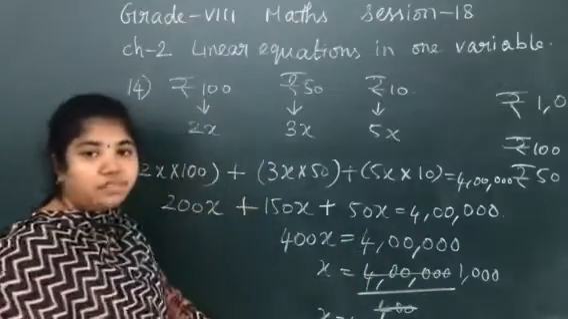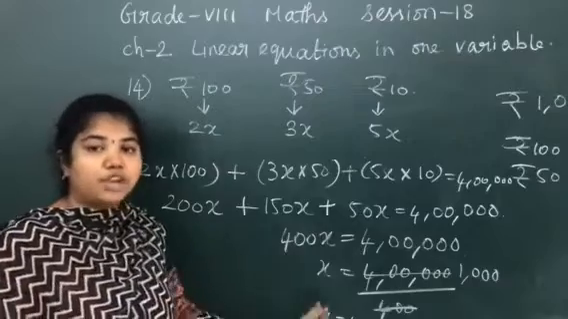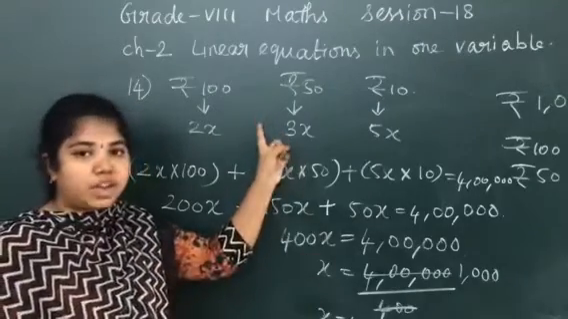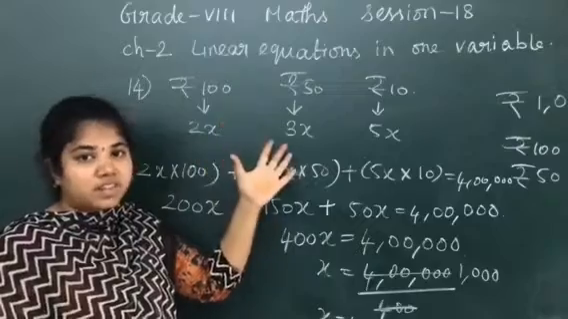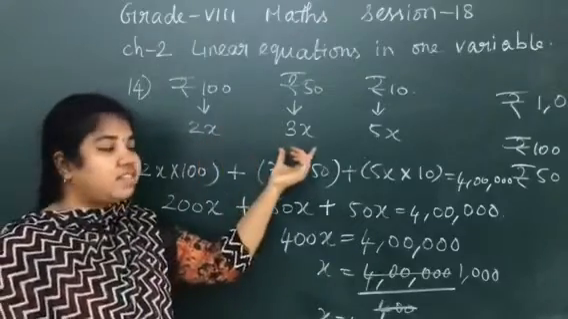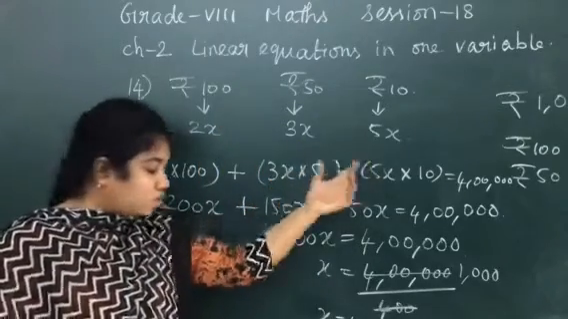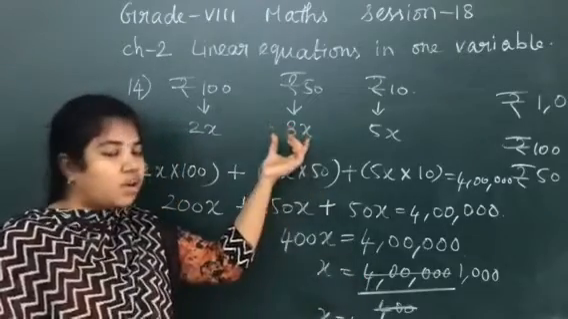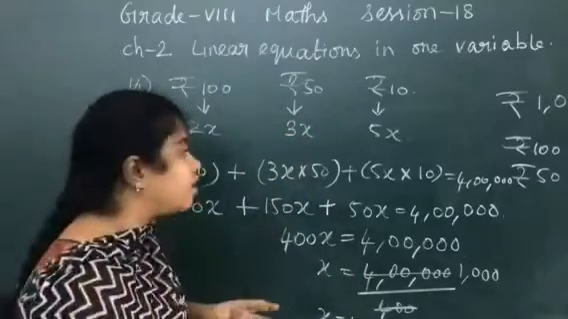Now this is not the final one. Always I will tell you, when you find the x value, go to the starting statement. See what we have considered in the statement. Here it is 2x, here it is 3x, and here it is 5x. So when you substitute this x here, the sum is satisfied. Now let us do it.